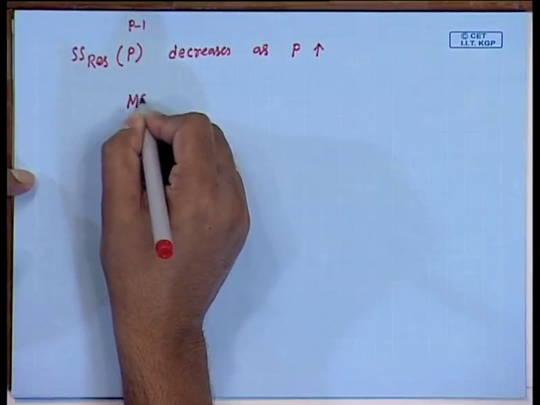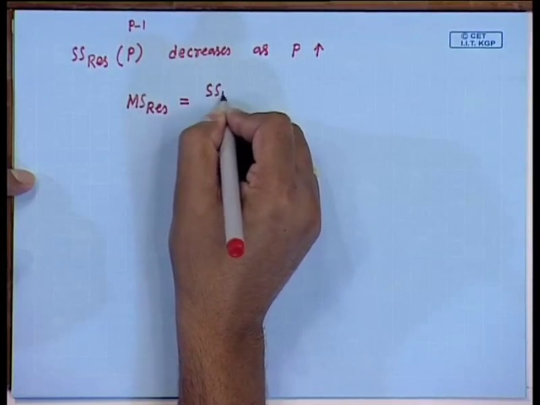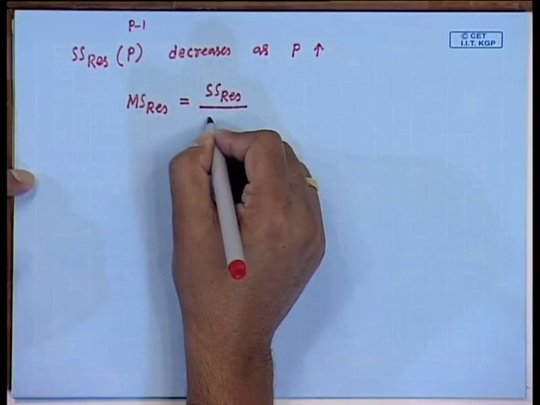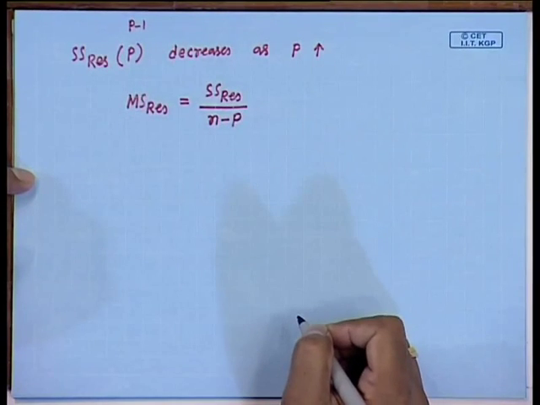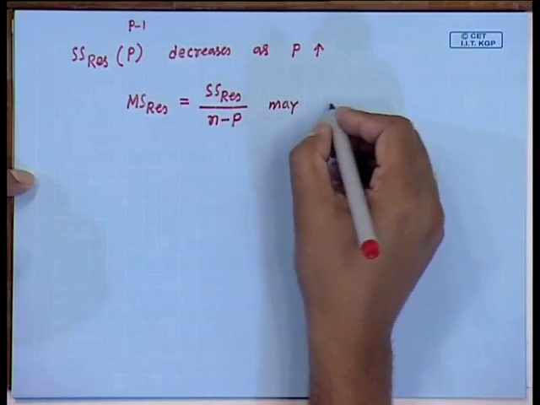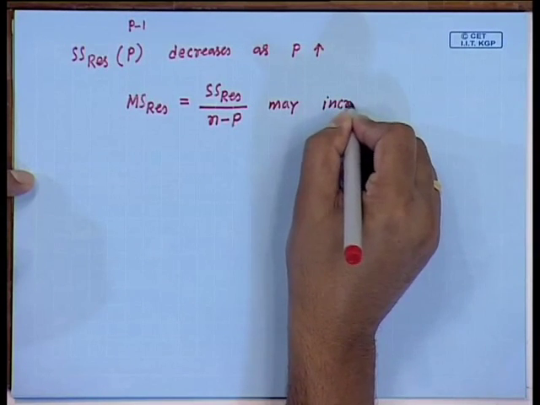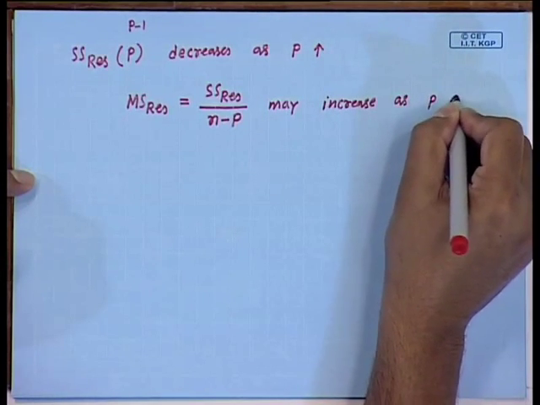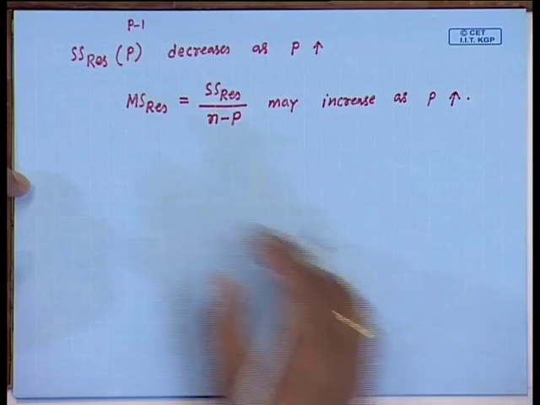Well, but this is not true for MS residual. MS residual is equal to SS residual by n minus p. This may increase as p increases. You know why it is so?